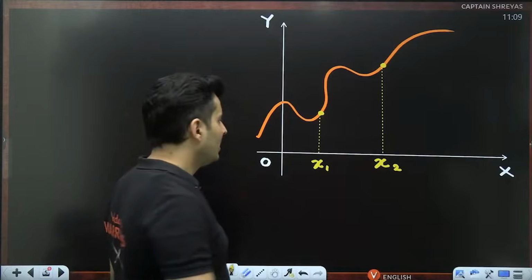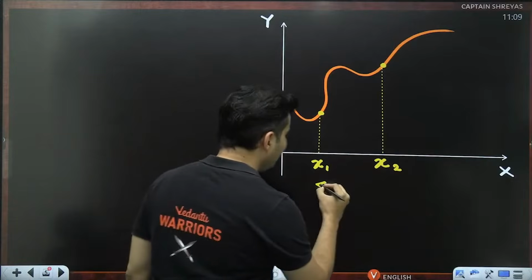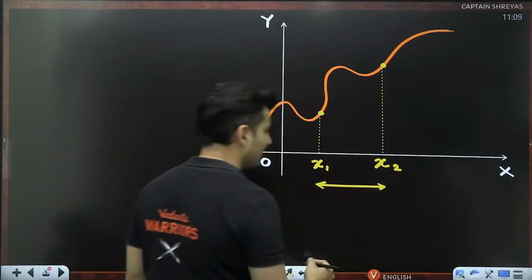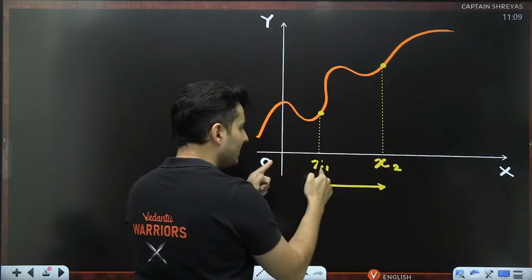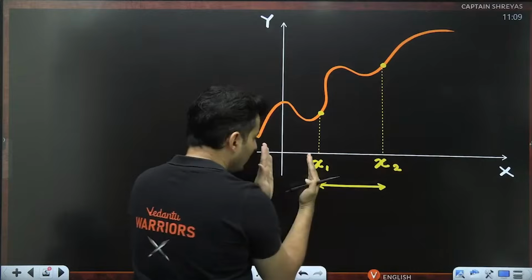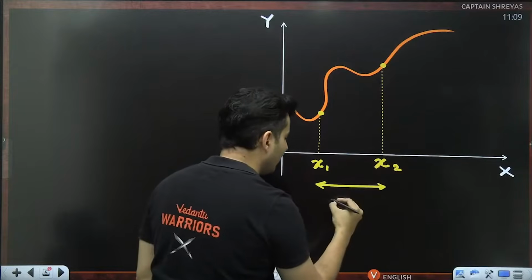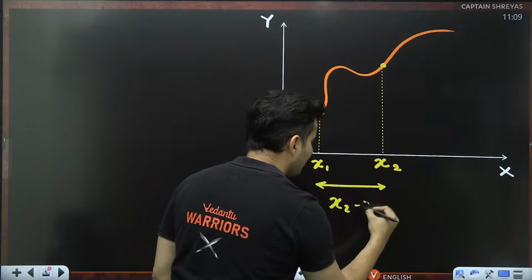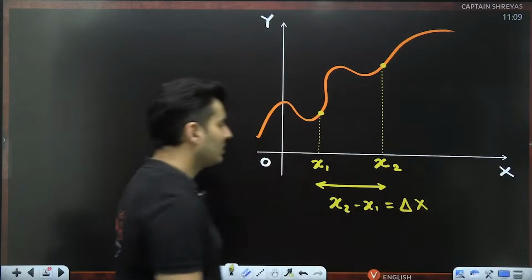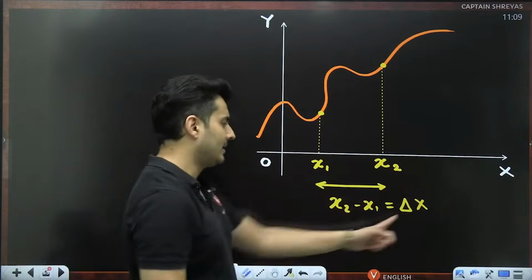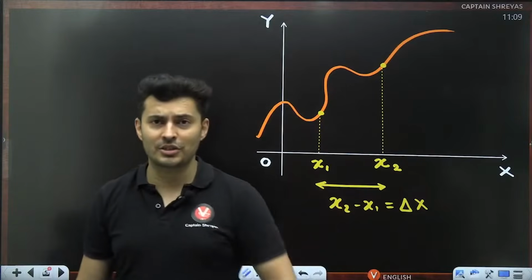Everybody agrees to it. So now, between these 2 points, if I measure this distance, x2 minus x1, this whole thing is x2, this thing is x1, this will be nothing but x2 minus x1, which is also called delta x. Delta stands for change.